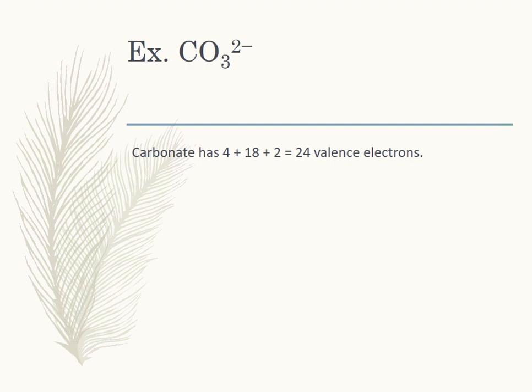Carbonate. Carbonate has 24 valence electrons. So to draw this, we're going to draw single bonds on all of our carbon to oxygen. And so once I've drawn the single bonds on oxygen, then I will use the rest of my valence electrons filling up the valence shell for the oxygens, and that gives us 24 electrons used.